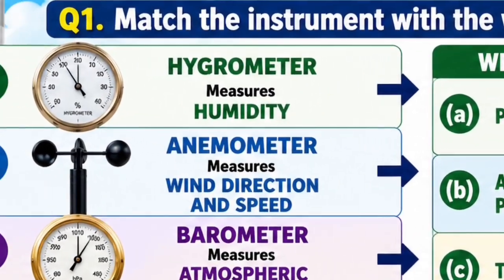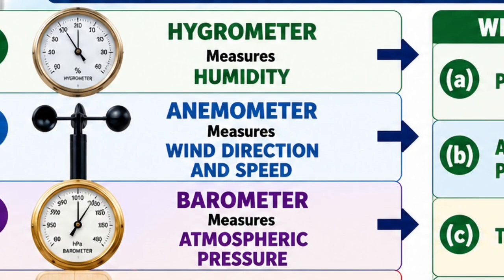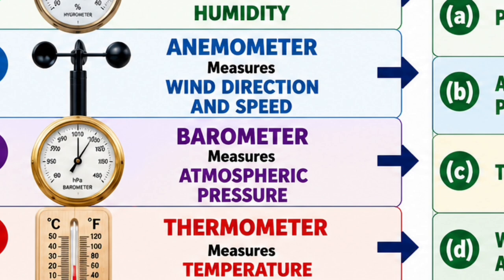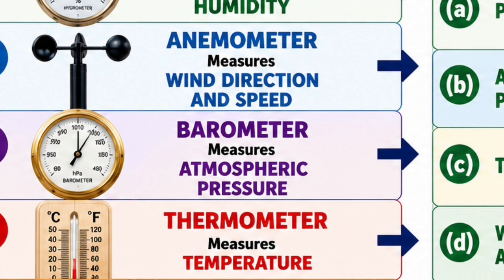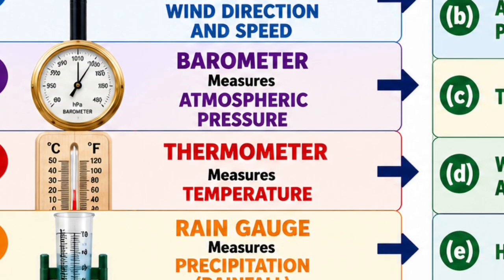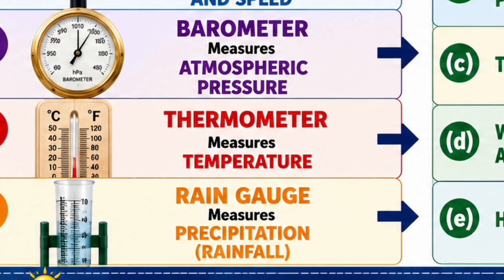First one is hygrometer. Hygrometer is used to measure humidity. Next one is anemometer. Anemometer measures wind direction and speed. Third is barometer. Barometer is used to measure atmospheric pressure. Next is number 4, that is thermometer. Very simple, it is used to measure temperature in degree Celsius or in degree Fahrenheit, right?